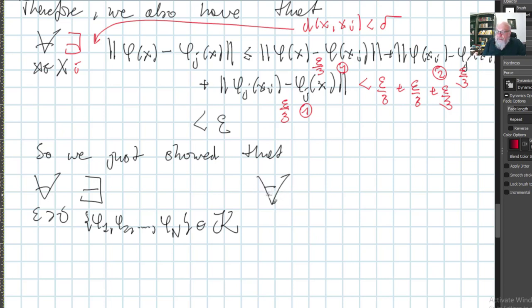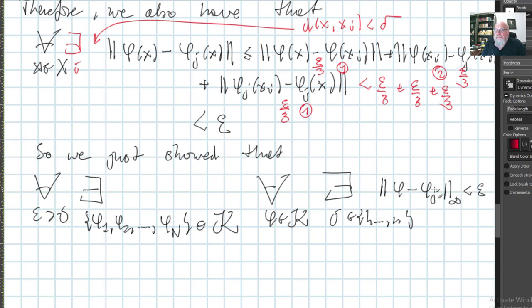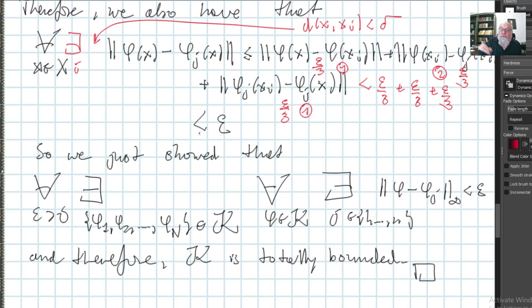for every phi belonging to K, there is a j belonging to 1 to n, with the property that the norm of phi minus phi j in infinity norm is smaller than epsilon, which is of course satisfied. Good. You can ask yourself why this inequality is not changing to the weak inequality by compactness of X. So we have that, and therefore K is totally bounded. And we can finish the proof.